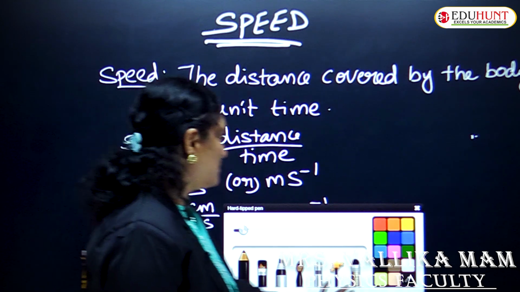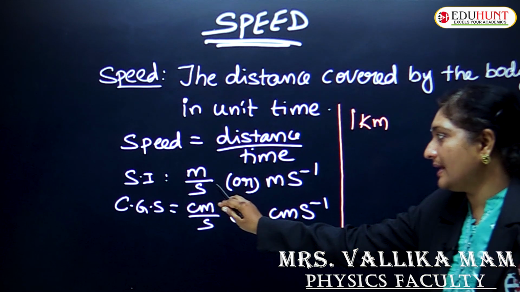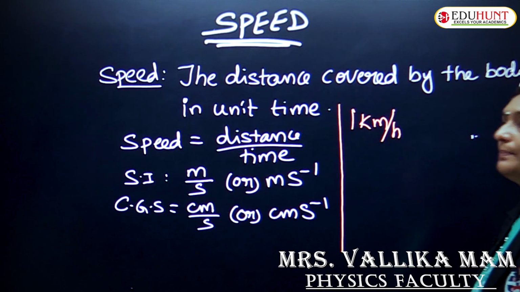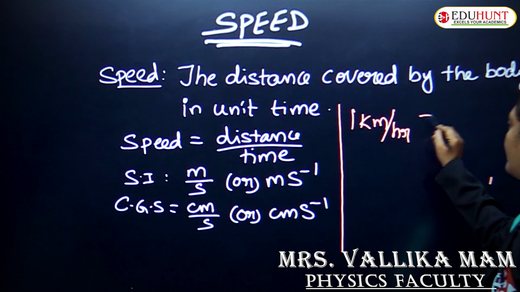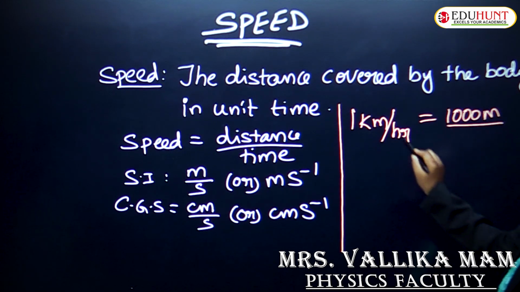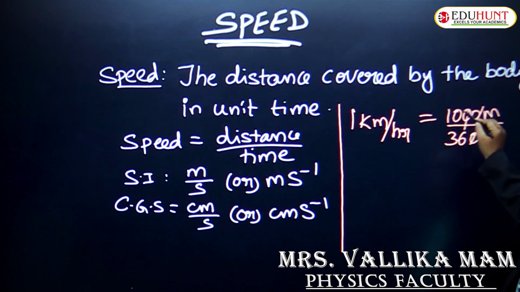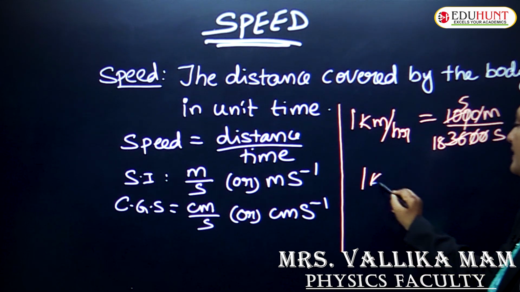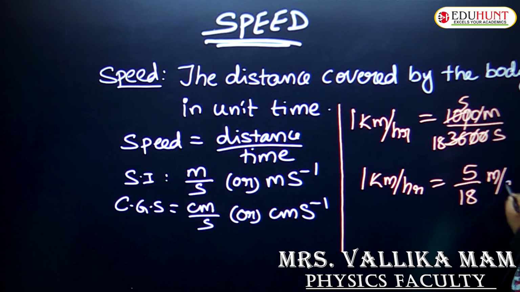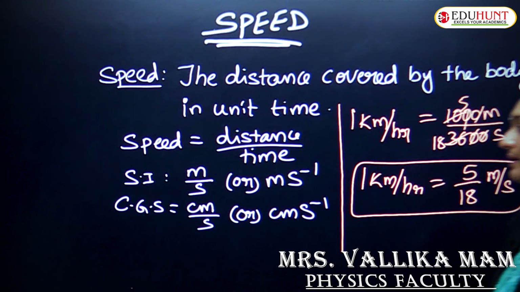One more interesting thing I would like to explain is how to convert kilometer per hour. Meter per second is the SI unit and centimeter per second is the CGS unit. There is one more interesting unit, that is kilometer per hour. Remember, 1 kilometer per hour is equal to 1 kilometer, which in SI is 1000 meters, upon 1 hour, which can be written as 3600 seconds. After simplification, this becomes 5 over 18. Hence, clearly 1 kilometer per hour is equal to 5 by 18 meter per second. You need to remember this. Similarly, 1 meter per second is equal to 18 by 5 kilometer per hour.